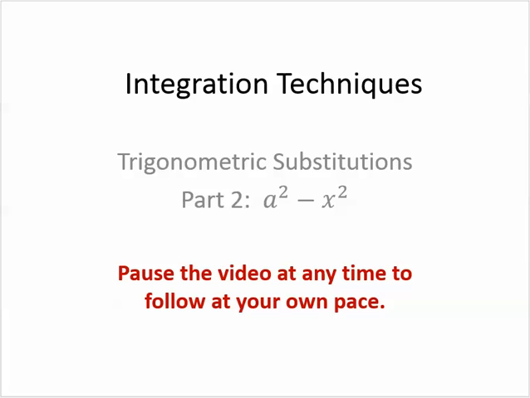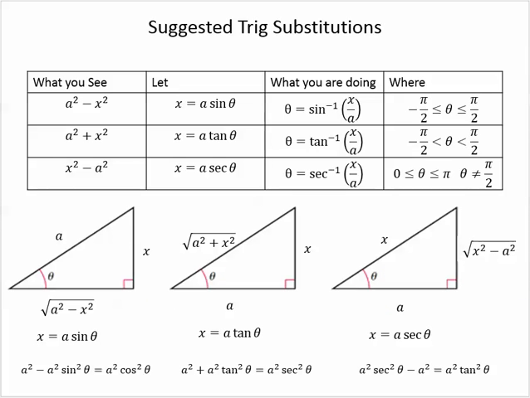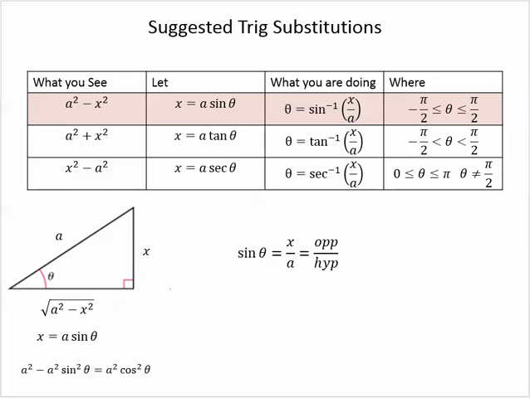Trigonometric substitutions. In the last video, we looked at the suggested trig substitutions for different forms. We looked at the form a squared minus x squared, a squared plus x squared, and x squared minus a squared. In this video, I'd like to focus on a squared minus x squared. When you have the form a squared minus x squared, the trig substitution that you want to do is x equals a sine theta.